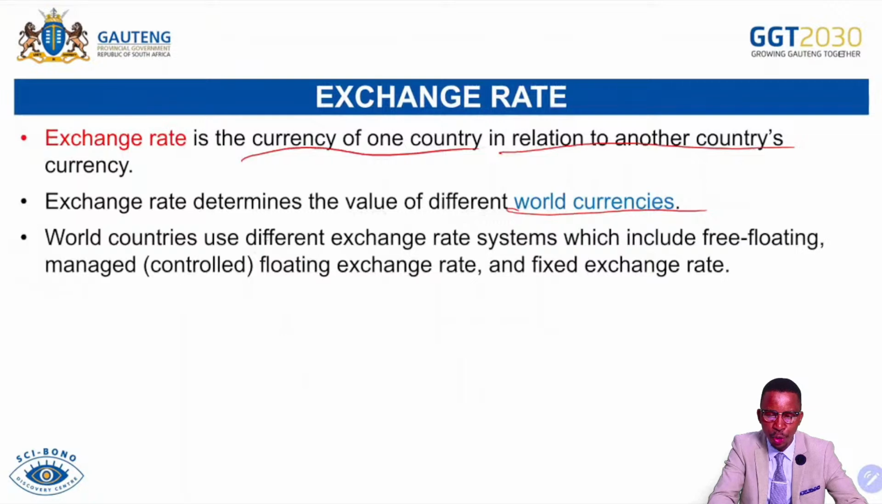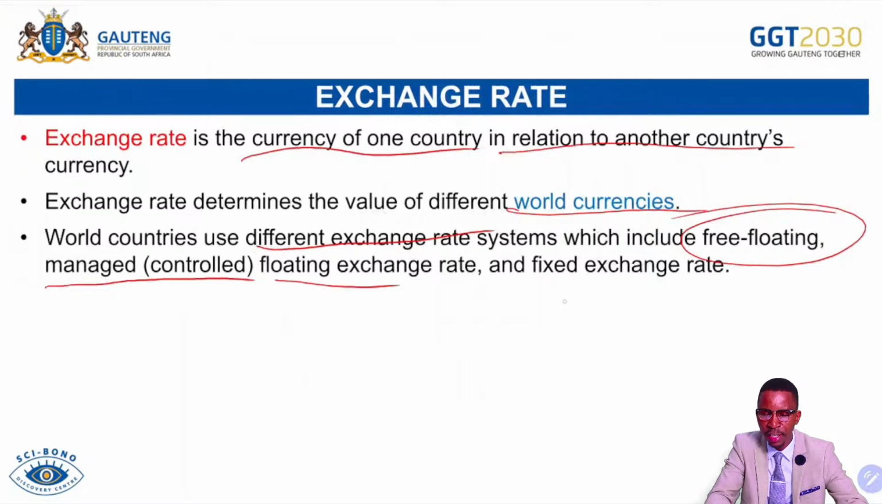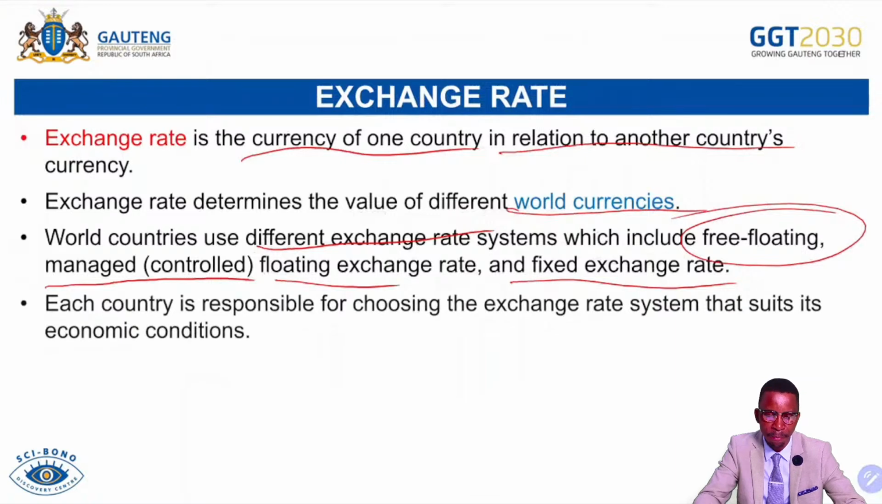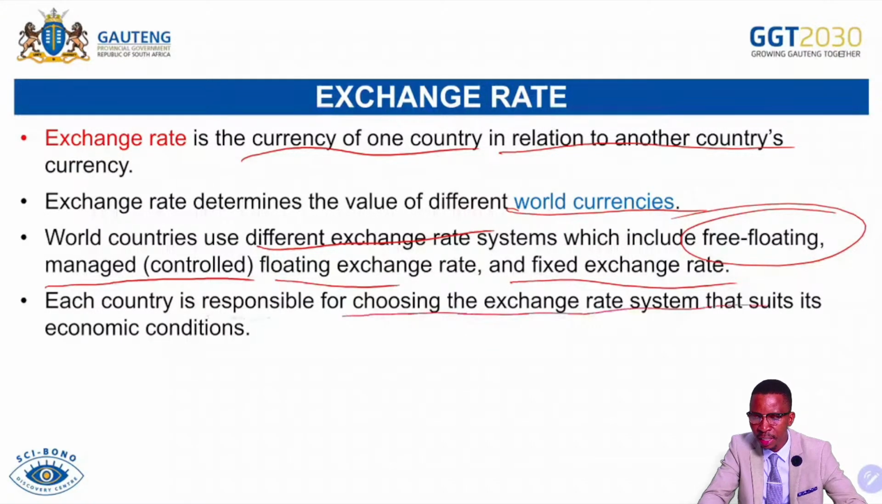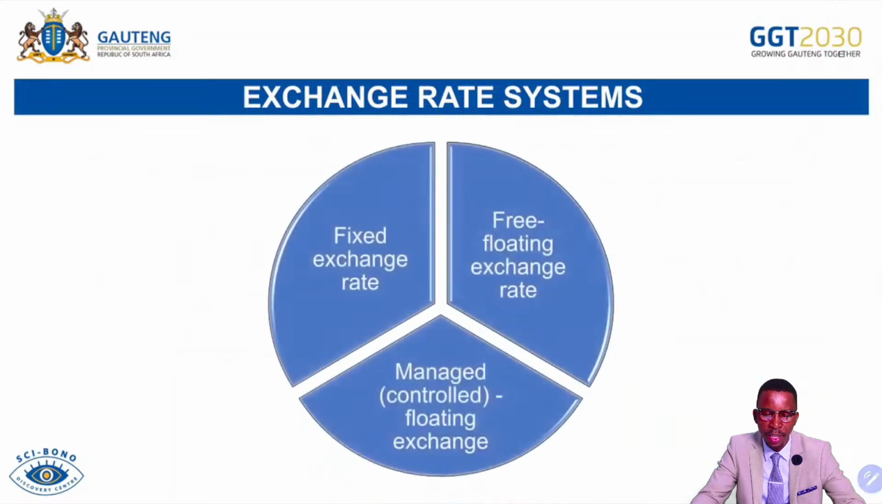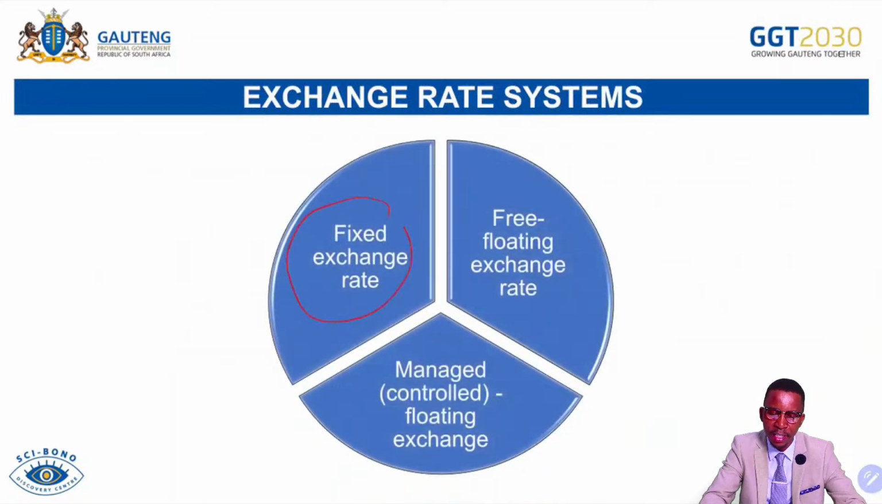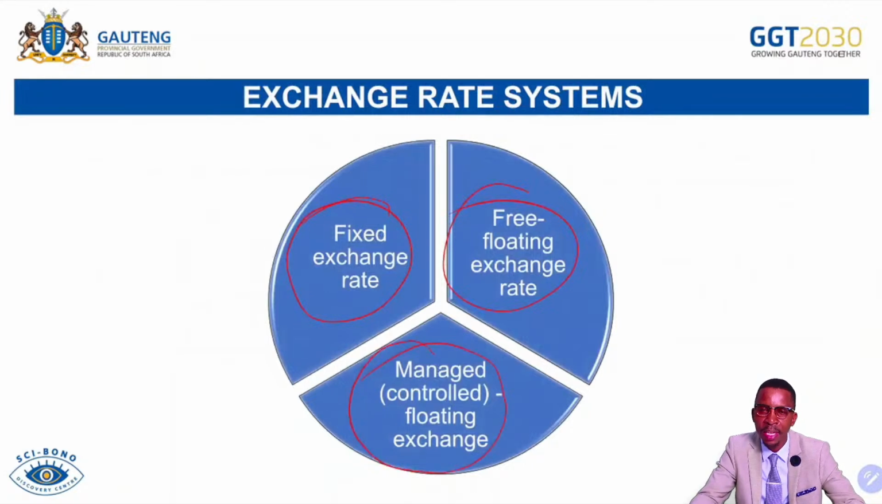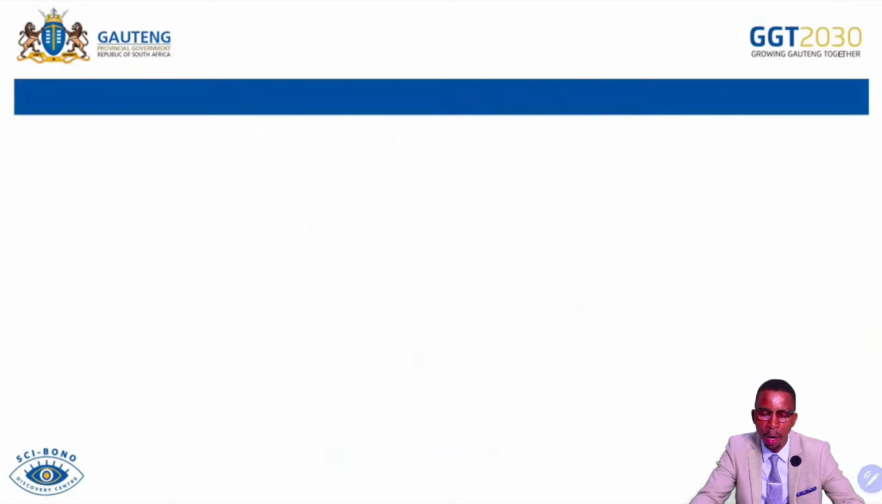So world countries use different exchange rate systems, which include the free floating exchange rate, which will be discussed, the controlled or managed floating exchange rate, as well as the fixed exchange rate. But South Africa is using the free floating exchange rate. Each country is responsible for choosing an exchange rate system that suits its economic conditions. So the country has a choice. It chooses one of the three that is suitable for its economic conditions. Then we continue. So exchange rate systems, firstly, we have the fixed exchange rate, free floating, and the managed or controlled floating exchange rate. They will be discussed briefly so that you know how to give the difference between them all.